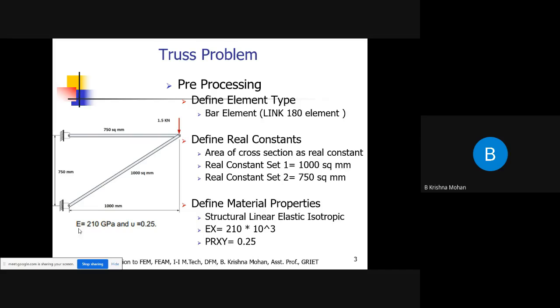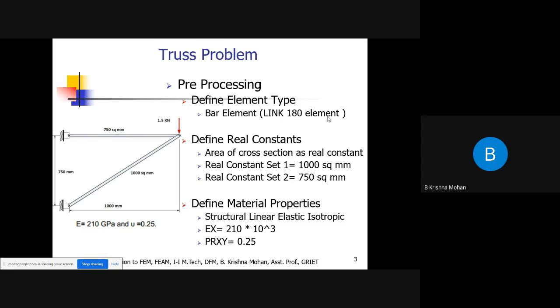Here they clearly specified Young's modulus as 210 gigapascals and Poisson's ratio as 0.25. Using these values, you can define the material property, and you need to consider it as a linear, elastic, isotropic material. For an isotropic material, it is enough to define Young's modulus and Poisson's ratio. I will discuss the other materials later. So first, we need to define the element as a bar element.